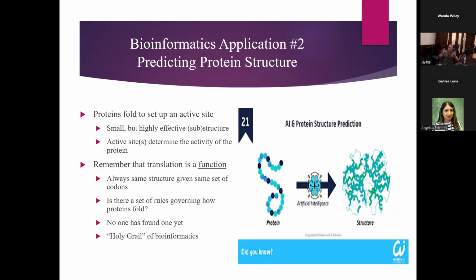And trying to find out what that set of rules is that govern how proteins fold has been referred to as the holy grail of bioinformatics. It's kind of like nuclear fission, cold fission. If you can figure out how to make endless amounts of energy, then you're going to be rich, right? So for bioinformatics, if you ever figure out the rules that govern how proteins fold, you'll make $1 trillion.